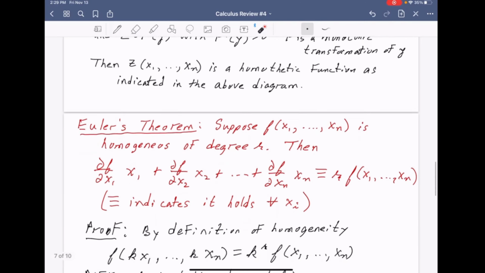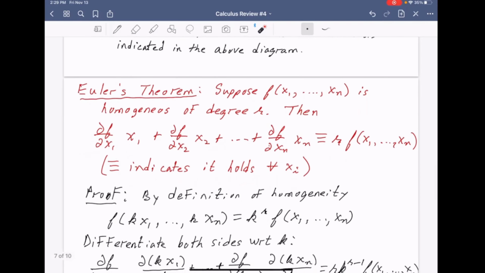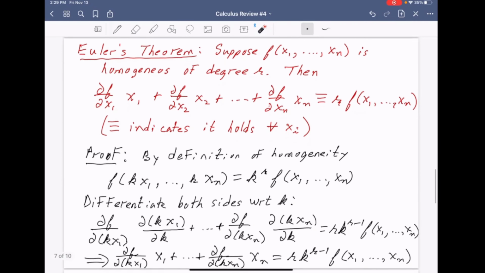Now, an important theorem in economics is Euler's theorem. Suppose that f is a function of various inputs x1 to xn, and suppose that that function is homogeneous of degree r.